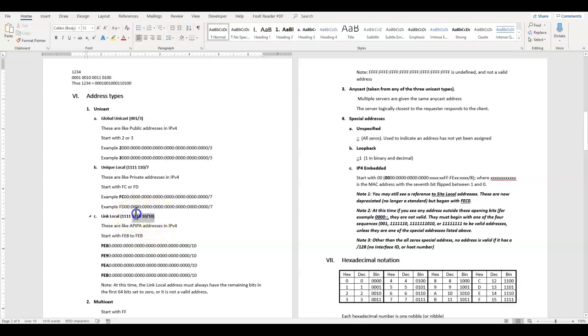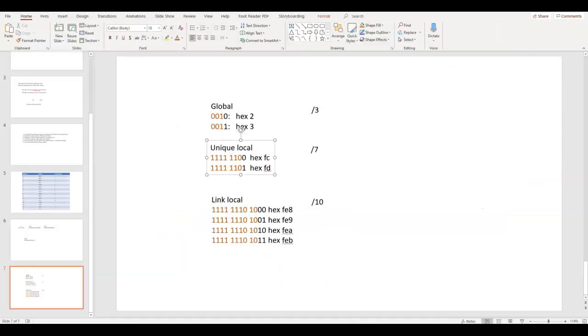And again, here is why. Because it's a /10, it always begins with 1111 111010. Let's take a look at that here. We have 1111 111010. Now, if this portion of the address is always the same, that's an F and an E. And then here, this portion of it, we have the 8 or 9 or A or B, depending on what these become. And there are 4 options. So this would be an 8, a 9, an A, and a B. So these are always going to begin with FE8, FE9, FEA, or FEB. These are link local addresses. Again, they are self-addressing, and your computer will assign itself a link local address.